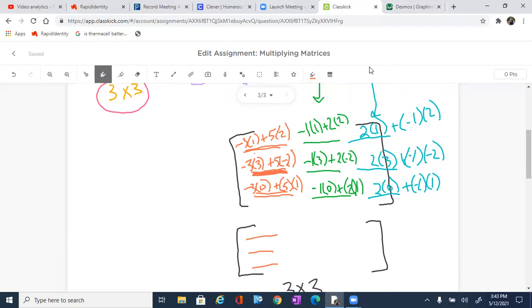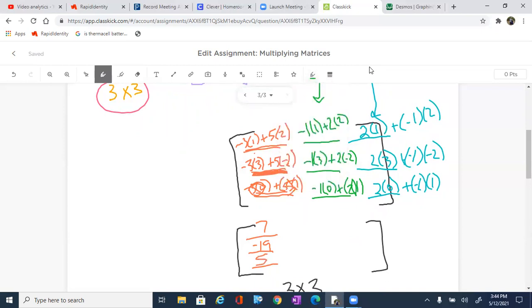So -3 plus 5 times 2, 5 times 2 is 10, plus -3 is 7. -3 times 3 is -9, plus 5 times -2. So we got -9 plus -10 is -19. We've got -3 times 0, which is 0. 5 times 1 is 5. So this is just going to be 5.